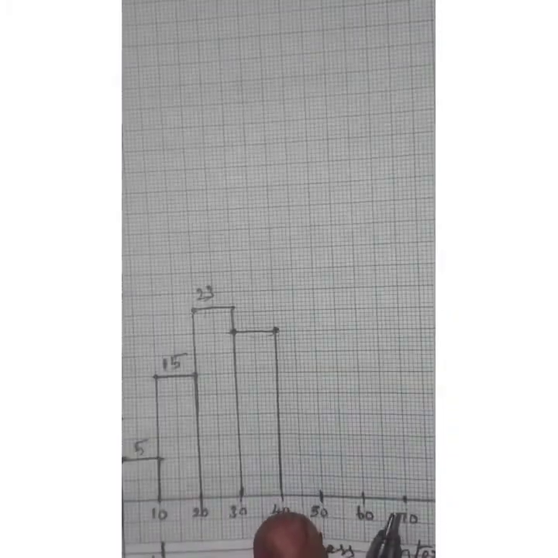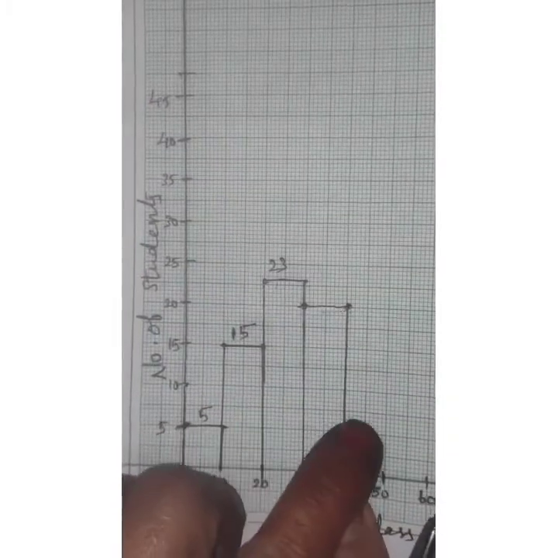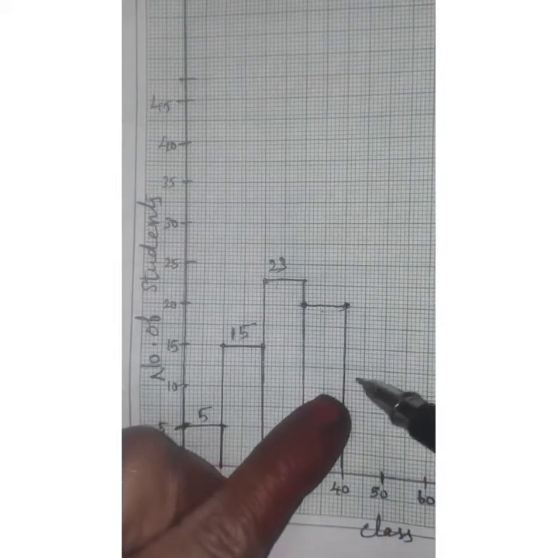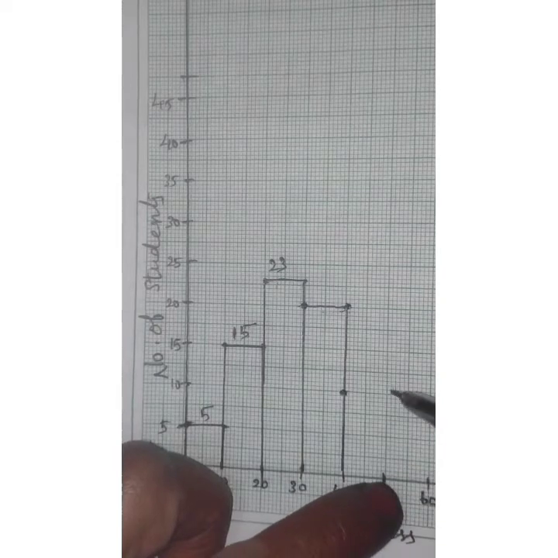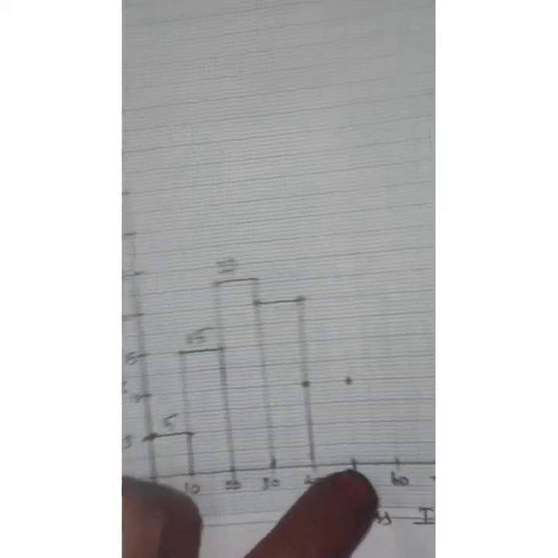Next, 40 to 50, 10. 40 to 50. Here also 10. Correctly go inside that line. You mark that 40 to 50, 10. 40 straight also 10, 50 straight also 10. These two lines you join.